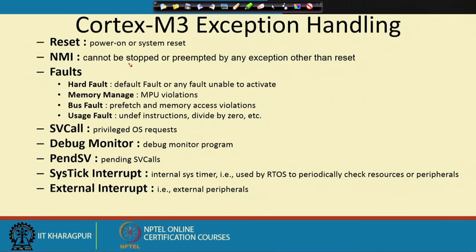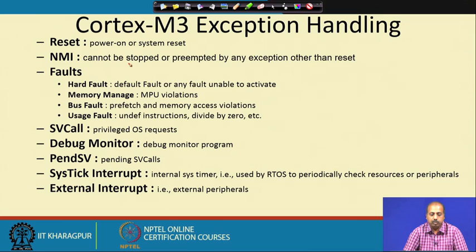Then the faults: we can have hard fault, memory management fault, bus fault or usage fault. These are the different types of faults that are recognized by the processor. A default fault, or any fault unable to be activated, we cannot handle that fault, so they are called hard faults. Then memory management fault is when there is some violation in the memory access. Bus fault is prefetch and memory access violation, and usage fault is undefined instruction or divide by 0. So, while executing the instruction some exceptional condition occurs.